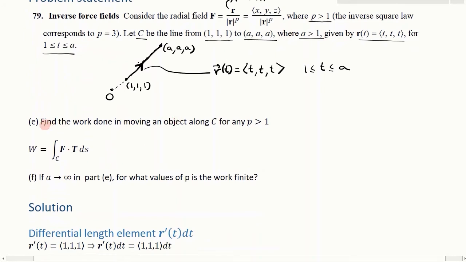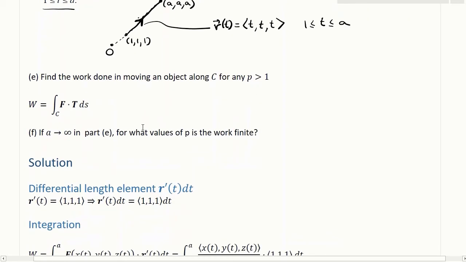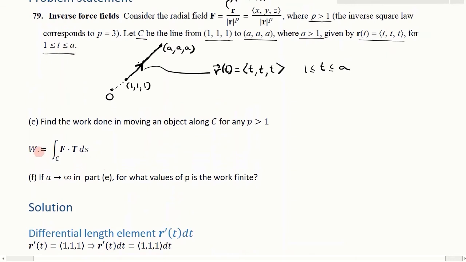And then they ask, find the work done in moving an object along C for any p greater than 1. In this case, along C means in the direction of increasing t. Now to find the work, you would use the definition of the work integral. This is something you should have seen in the textbook, I think. Now let me just explain what this integral means. Let's take an example of p equals 3, and this would be gravity, for example.